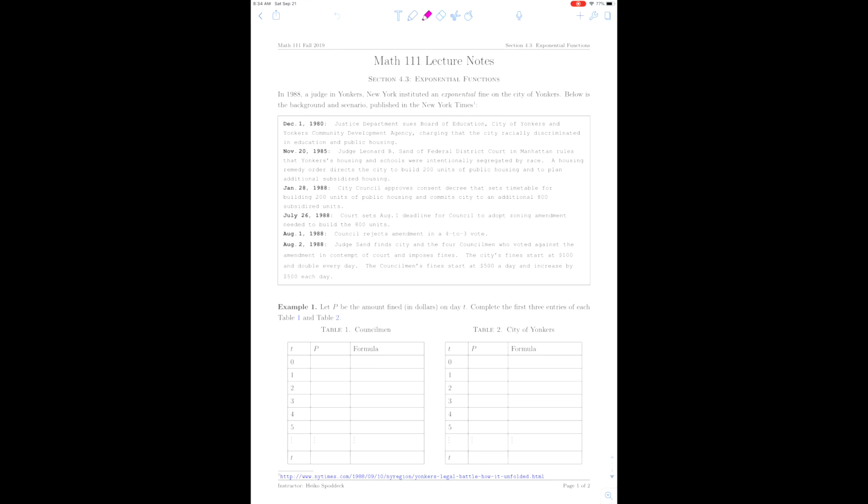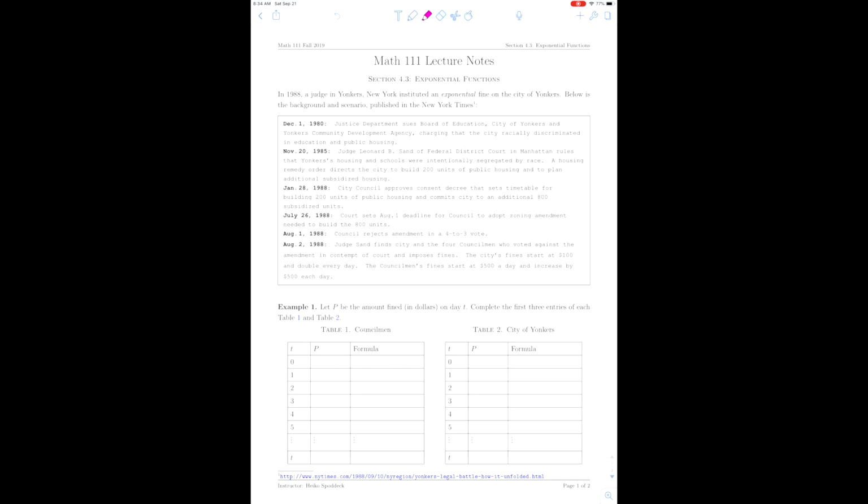Today we will be exploring exponential functions, and we will do that by comparing them to linear functions. So we start with an example as it happened in New York, in Yonkers, and I invite you to stop the video and actually read through it.